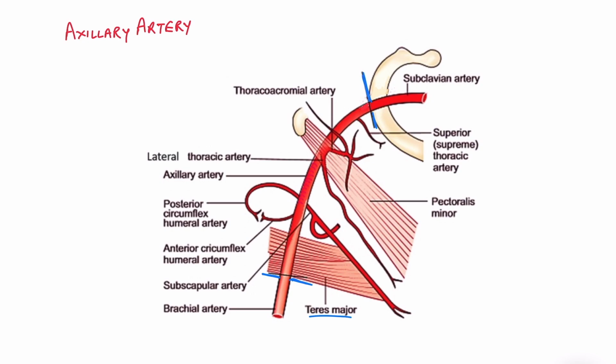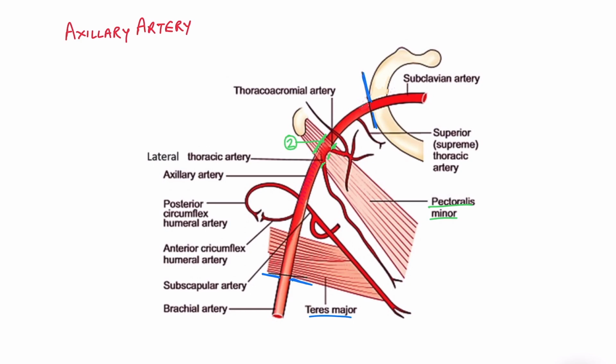Now for the convenience of this study, we've divided this artery into three parts according to its relations with pectoralis minor. This muscle pectoralis minor, you can see it is crossing anterior, in front of the axillary artery, and reaching up to insert onto the coracoid process of the scapula. So the course of this artery, the green color I'm using, that runs behind the pectoralis minor, this portion of the artery is the second part.